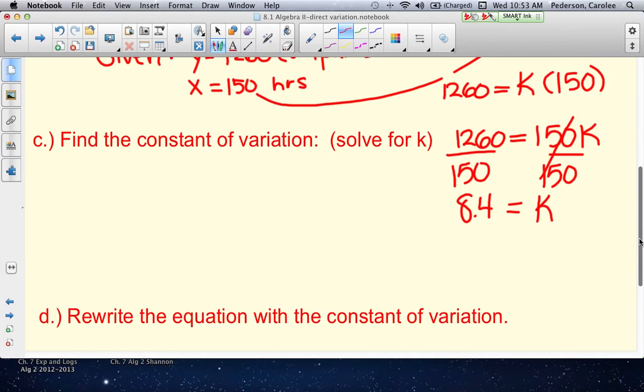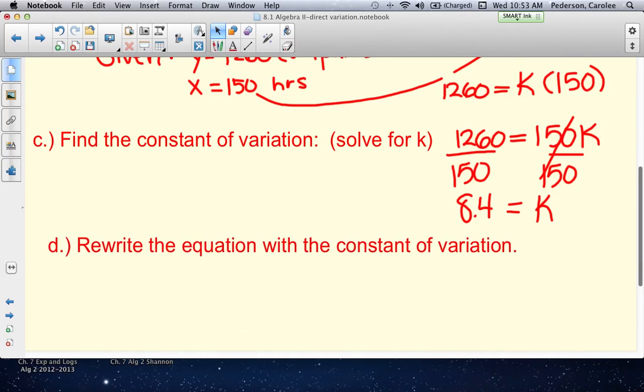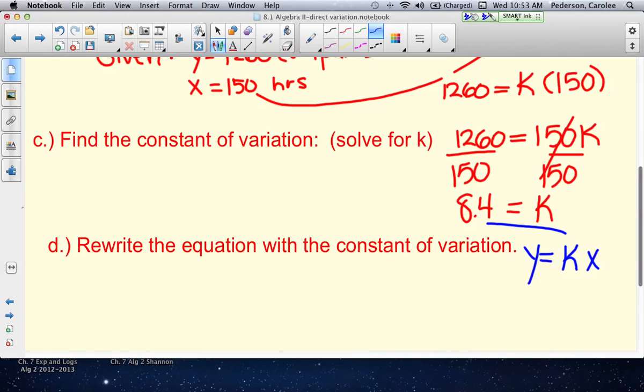Now we're going to rewrite that equation with the k in it. So here's our general equation for direct variation. We're going to put the k in. All right. We're not done with this question. It's a word problem. It's wanting us to predict something about the company. So I said ignore that second piece of the last sentence. So let's go back and look at that.